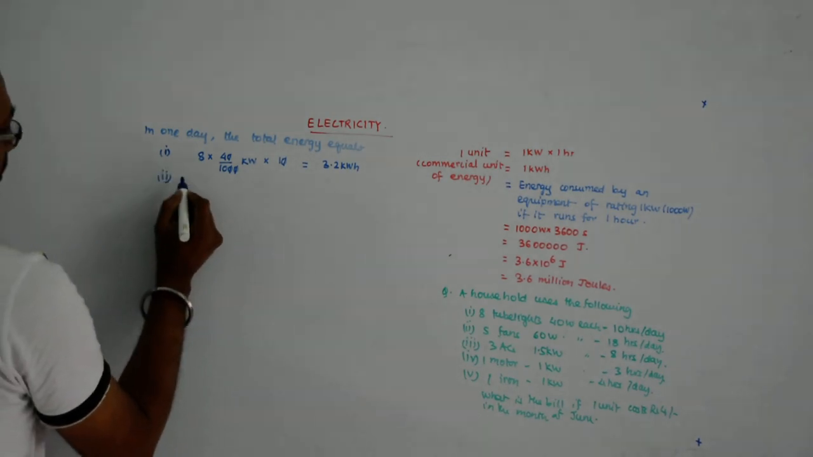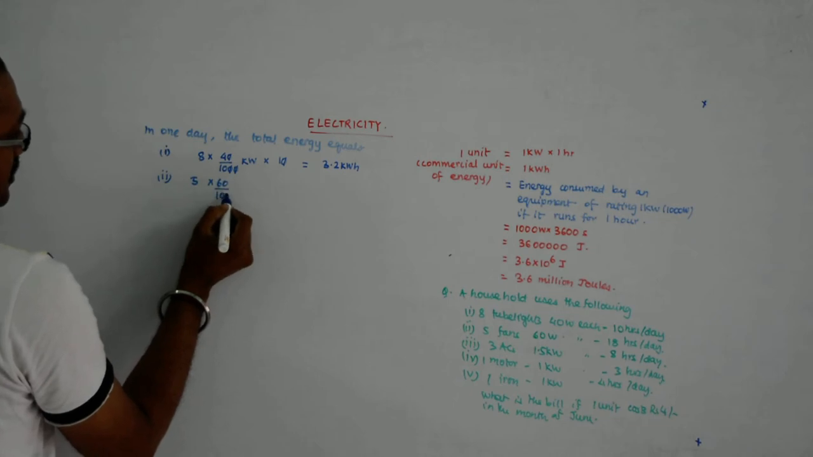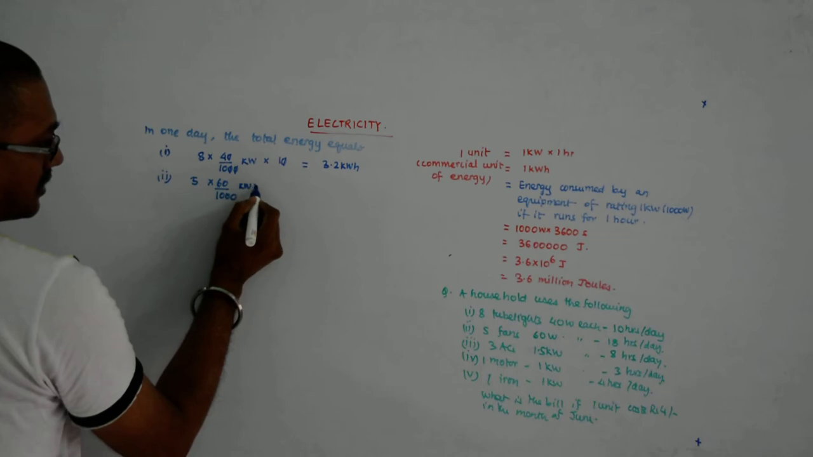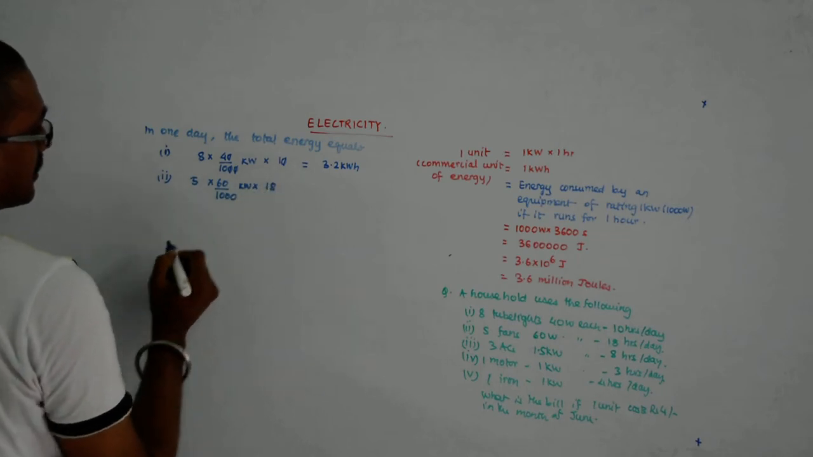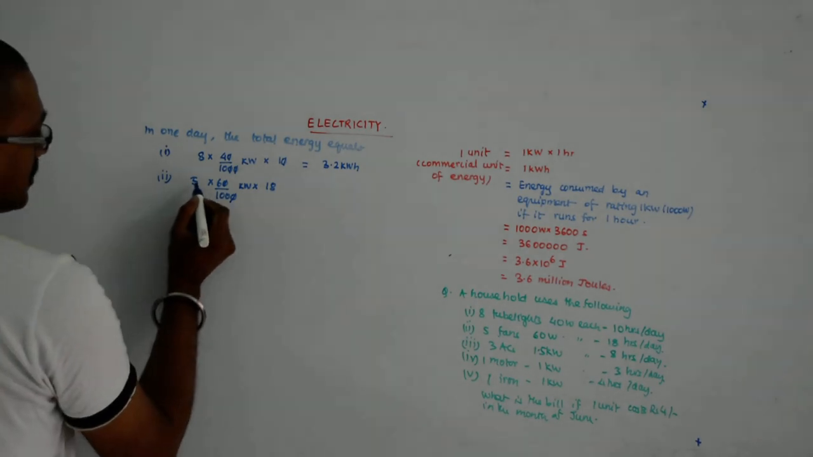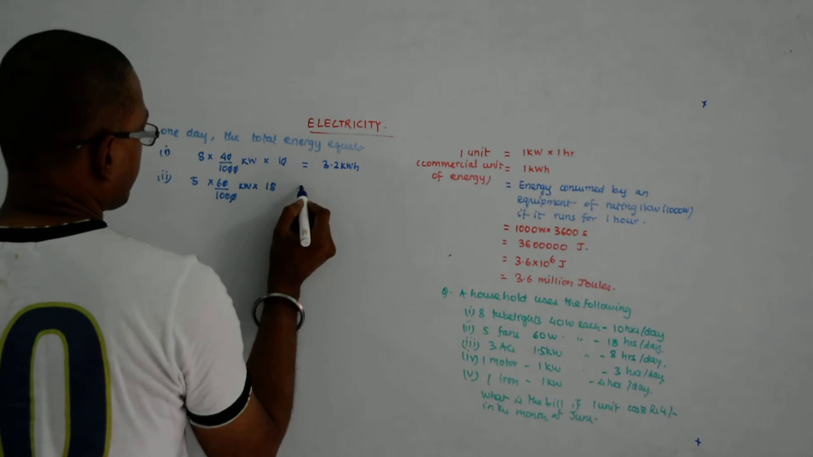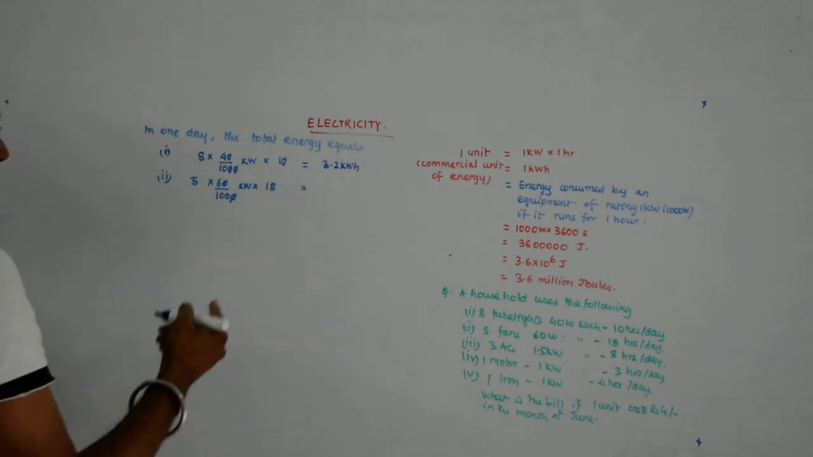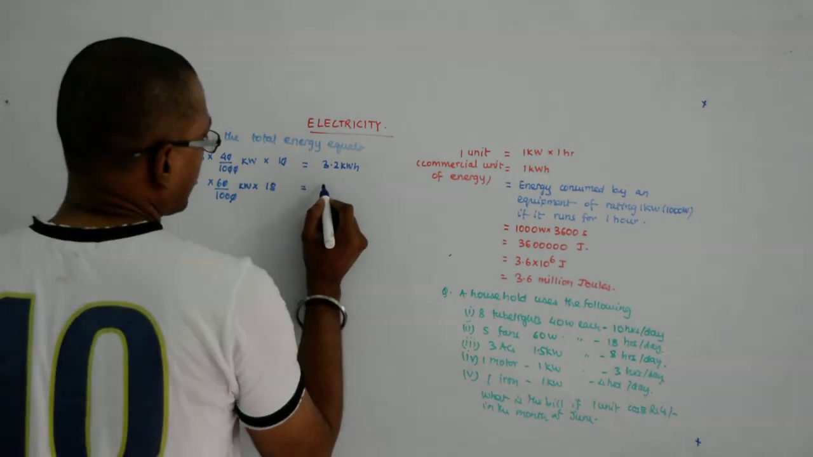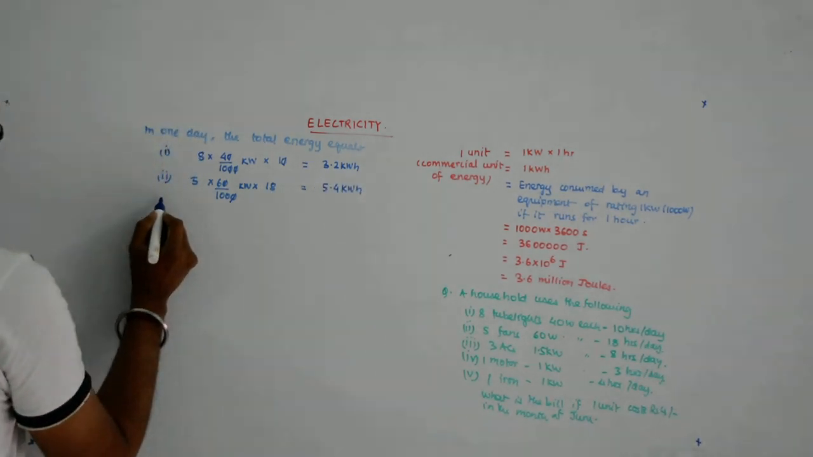Second, 5 fans, 60 watt divided by 1000 into 18 hours. Okay? Now, what are we left with? 30 into 18 is 540 divided by 100, so 5.4 kilowatt hour.